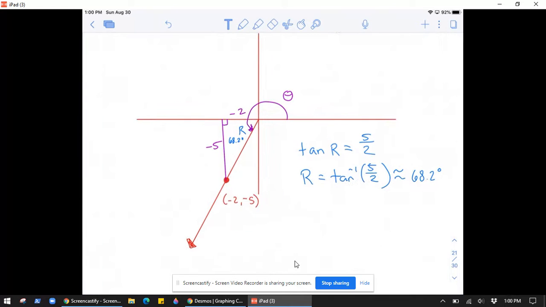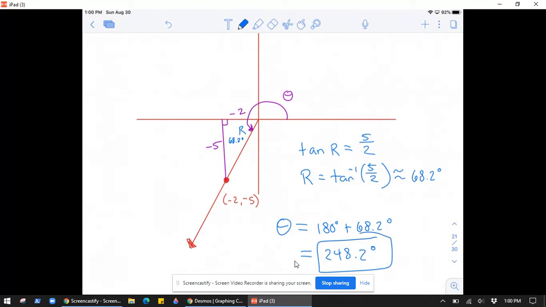The angle in standard position is 180 beyond that, right? Because angle theta is 180 degrees, to get you to the negative x-axis, plus the extra 68.2 degrees. So angle theta must be 248.2 degrees. And we are done.